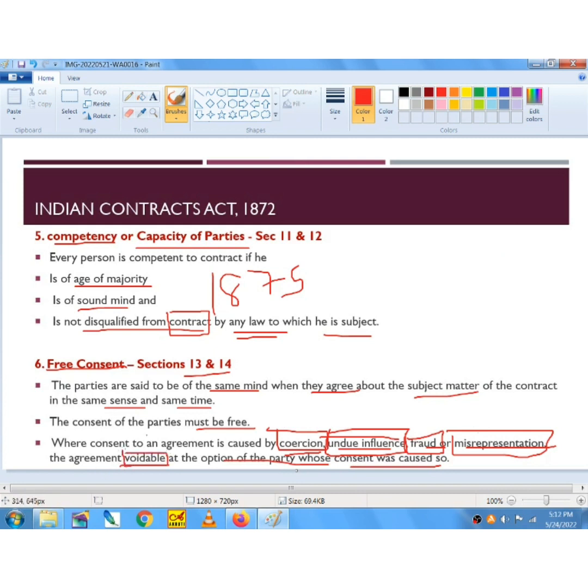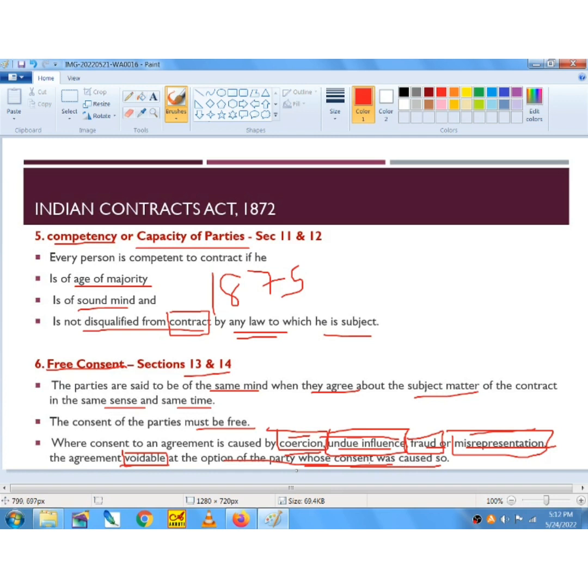What is voidable? There are three types of contracts: valid contracts, voidable contracts and void contracts. A valid contract must be legally enforceable and have all the essentials which we have just been talking about. Next, a voidable contract means when an agreement is caused by coercion, undue influence, fraud, or misrepresentation, then the person has a choice whether to allow the contract to proceed in the future or to make it void. It is the option of the party whose consent was so caused.